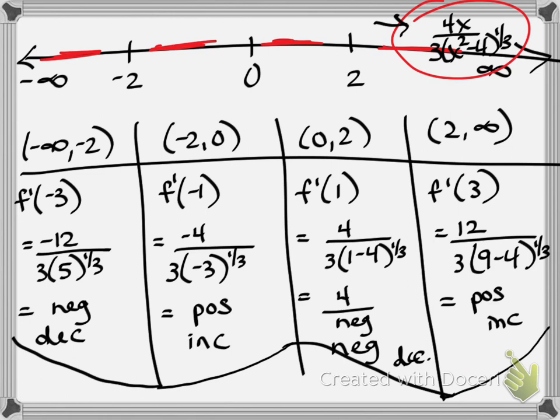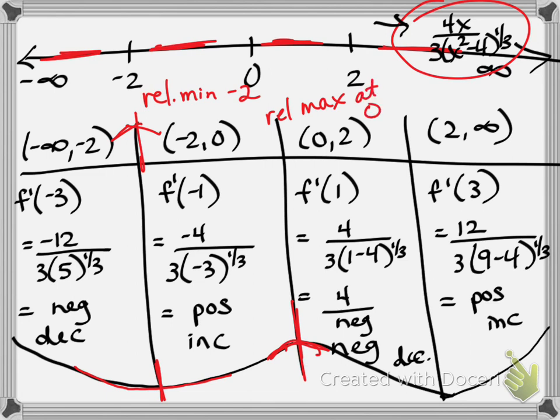Now the last thing is, notice that you went from decreasing to increasing. So this is a valley, that's a relative min. So you have a min at negative 2. Here's a hill right here, so that's a max. It's a max at 0. And right here, we had a decreasing to increasing. That's another valley. So that's a relative min at 2.